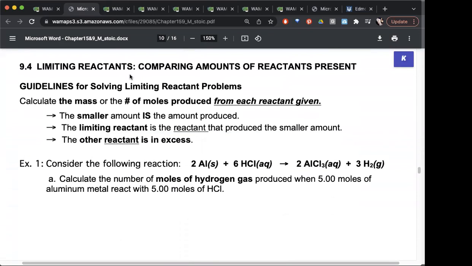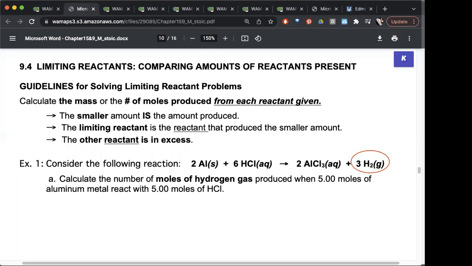Okay, so in your textbook, they compare the 2 reactants. They say, okay, figure out how much of this and figure out how much of that and figure out which one's smaller, and then you still have to figure out how much is produced. So I'm going to suggest a different method overall, and that is to always look at what is the product. So you're always going to look, what are we looking for here? Number of moles of H2 gas. Always look for a product.